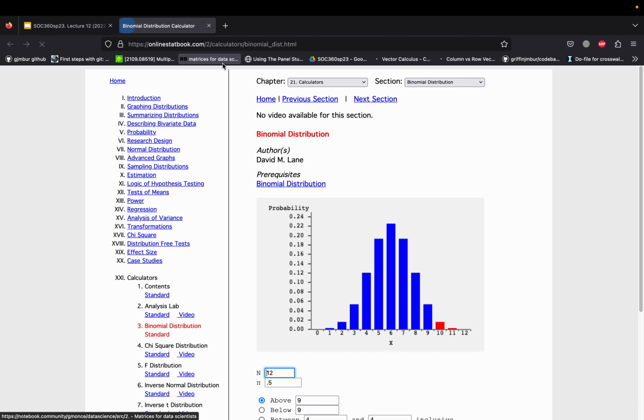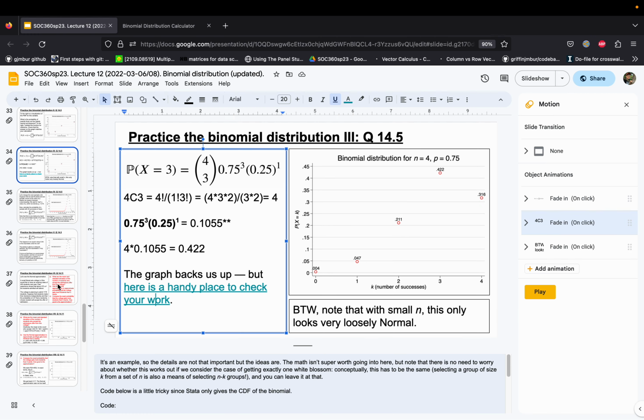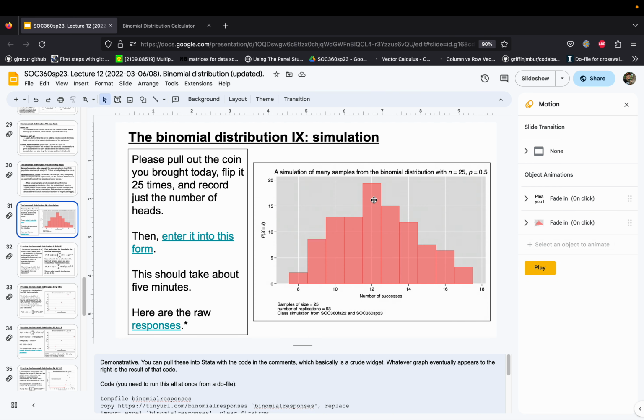Show you in a way that doesn't require you to be too comfortable programming. So this is a simulation from David Lane. This is a really cool website. And so what we would do here is write down our n. Our sample size here is not the number of replications, by the way, because this is going to show us the true distribution of this distribution here.